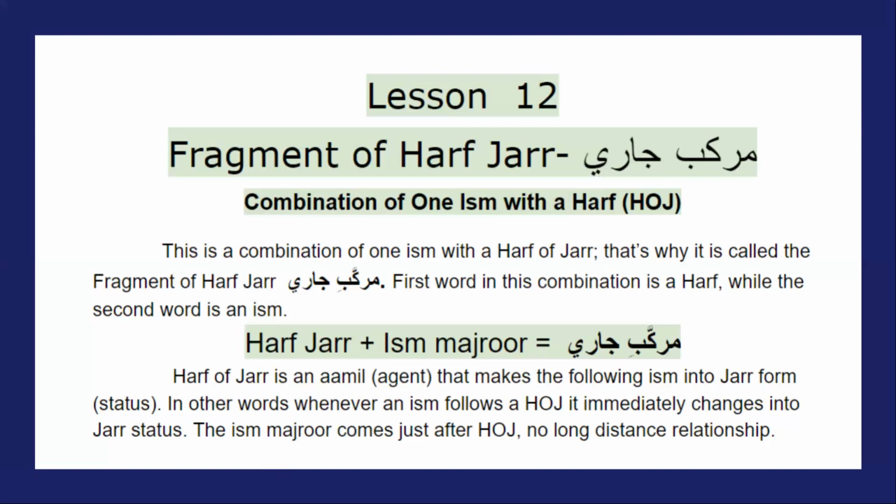In murakkab idafi, the fragment of idafa, we learned that both mudaf and mudaf ilayhi come in succession. But in the fragment of mausuf sifa, there can be a long distance relationship. But in idafa and in this combination, the one that we are learning today, these two come one after each other.